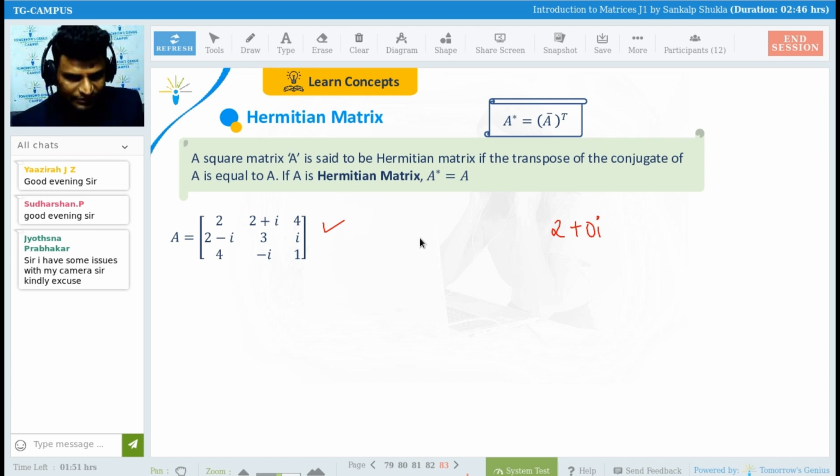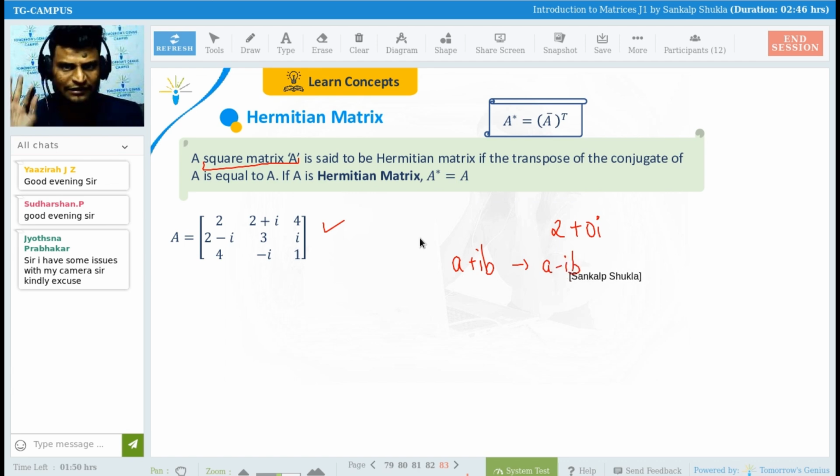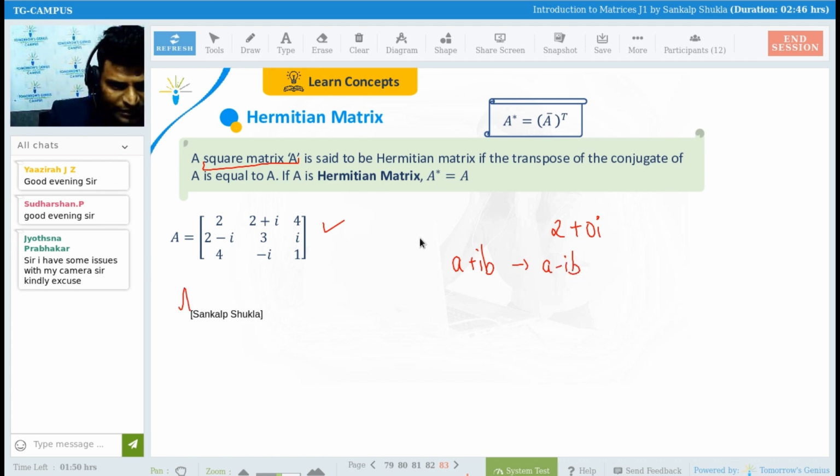So if such kind of matrix is given to you, first of all, it should be square. Okay. So it is said to be Hermitian if it follows this property. You have to take the transpose of the conjugate. First you have to take the conjugate. So what is the conjugate? If there is a plus ib, conjugate will be simply a minus ib. This I guess you might have studied in class 11. So conjugate will be A bar.